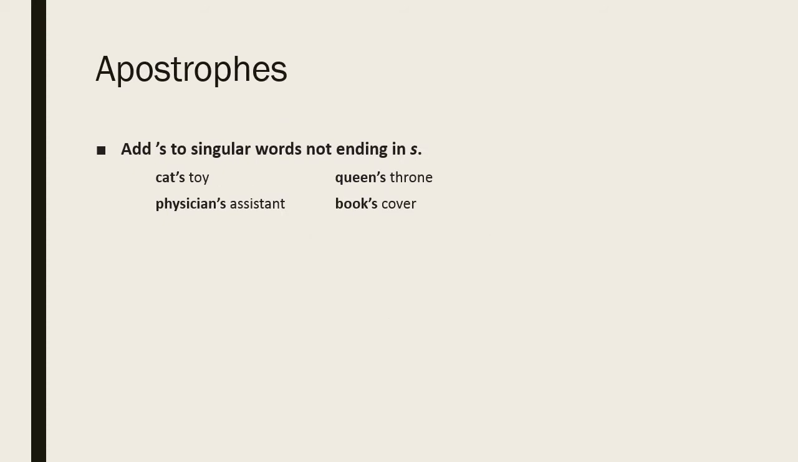So how do we go about adding the S and apostrophe? We add apostrophe and S to singular words not ending in S. For example, the cat's toy, the book's cover. Each of these words doesn't end with S, and therefore the apostrophe comes after the word and then the S.